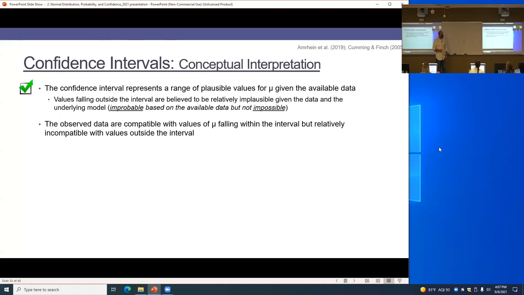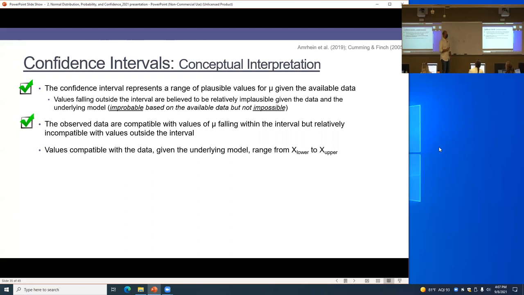Another way we could talk about this is that observed data are compatible with values of the mean falling within the interval, but relatively incompatible with values falling outside the interval. So the data I've collected are compatible with values ranging from X to Y for our population parameter. Anything falling outside is relatively implausible based on the data I've collected. Values compatible with the data, given the underlying model, range from my lower to upper limit.